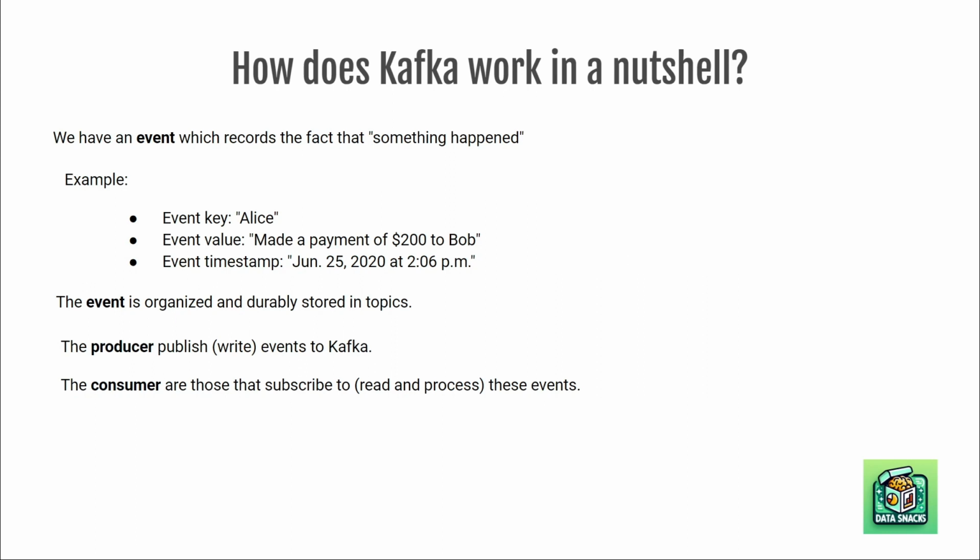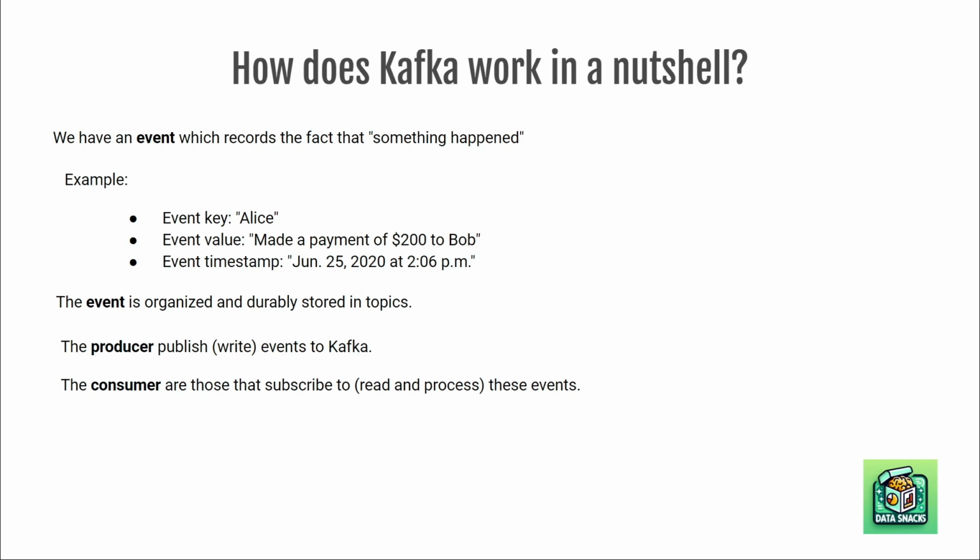The second topic is the producer. The producer publishes an event to Kafka. The producer is an entity that publishes information to Kafka topics. The third part is the consumer. The consumer is an entity that subscribes to topics and processes the stream of events produced to them.